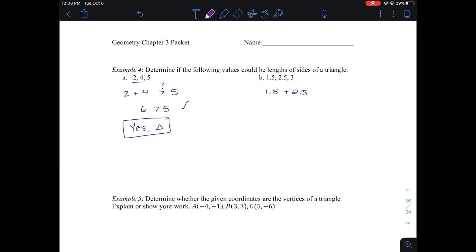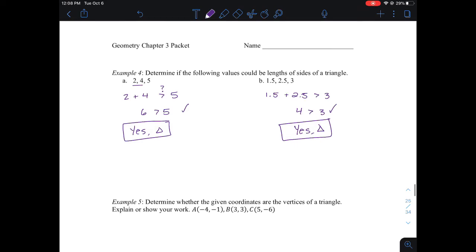All right, so if we get 1.5 plus 2.5, that needs to be greater than 3. So we get 4 is greater than 3, which again is true. So we're going to say yes, it's a triangle. Now, one thing I do want you to keep in mind is that if I were to get 10 is greater than 10, that's actually not true. 10 is equal to 10, it's greater than or equal to, but it is not greater than 10. So if you had that, we would say no, not a triangle. All right, so do keep that in mind.